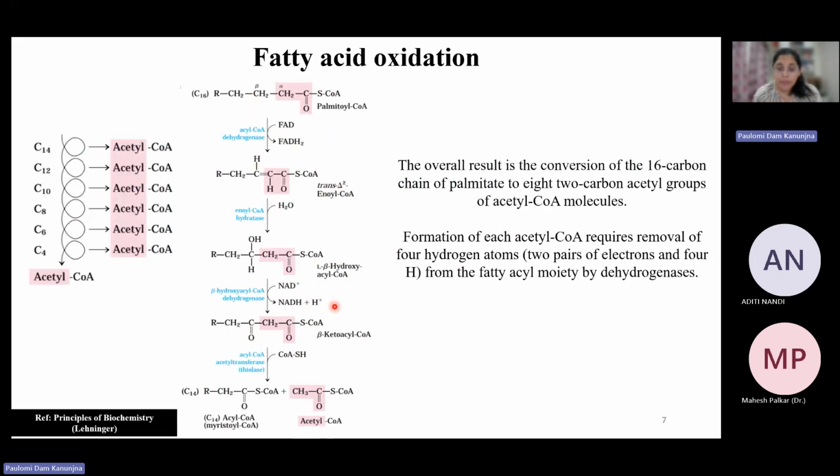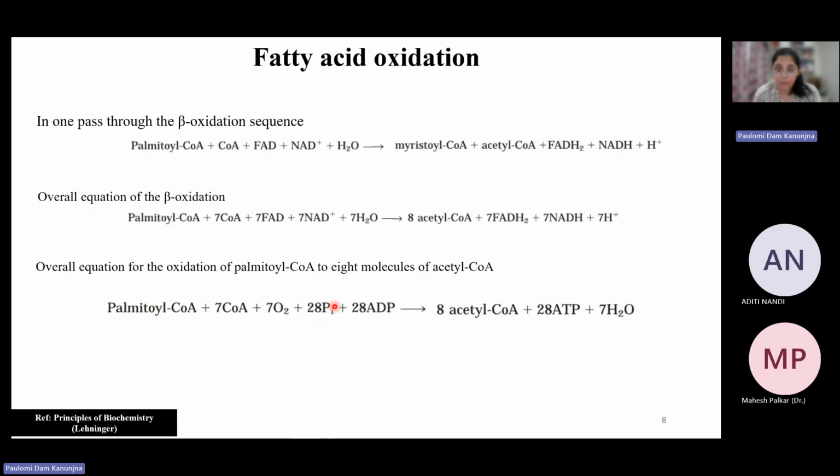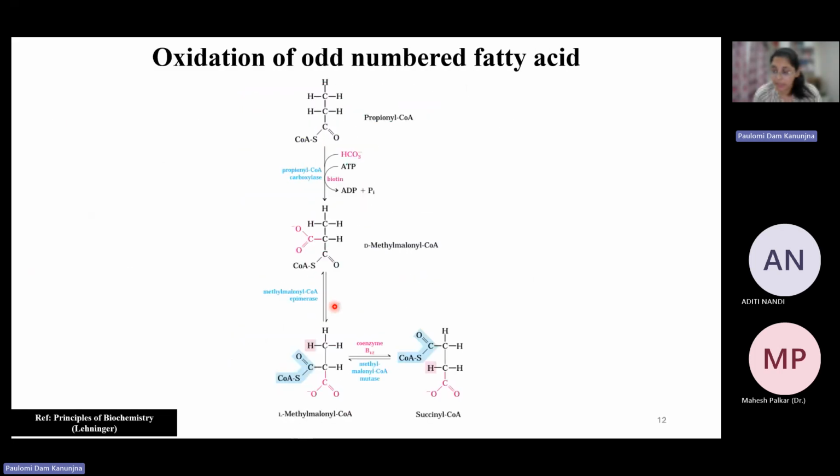Now, D says the final product of beta oxidation of odd number fatty acid is propionyl coenzyme A and acetyl coenzyme A. This is where we were. So this propionyl coenzyme A is an artifact of the oxidation of odd number fatty acids.